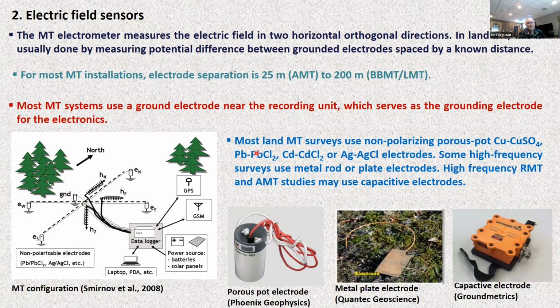Most land MT surveys, of course, use non-polarizing porous pot electrodes, so copper sulfate, lead chloride, cadmium chloride, or silver chloride electrodes. Some high frequency surveys use metal rod or metal plate electrodes, such as shown here. And some high frequency radio magnetotelluric or audio magnetotelluric studies might use capacitive electrodes as well.